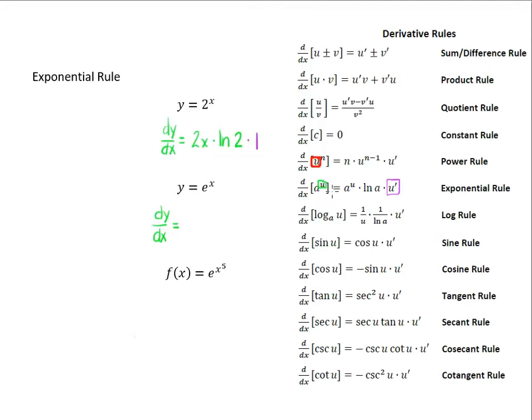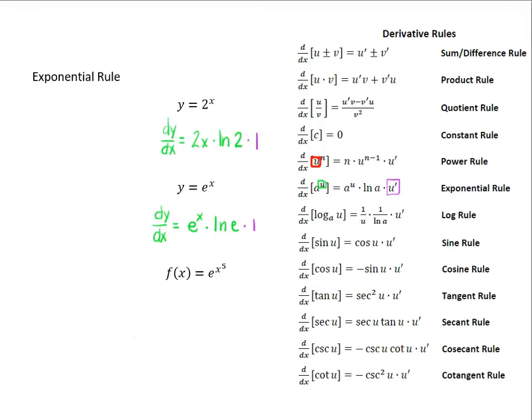So following the rule, e to the x, I'm just going to copy it down, so e to the x, times the natural log of the base, which in this case is e, the natural log of e, times the derivative of the exponent, which is x, so which is 1. Now this we can clean up a little bit further. Times 1, I can't really do anything with that, so that just goes away.